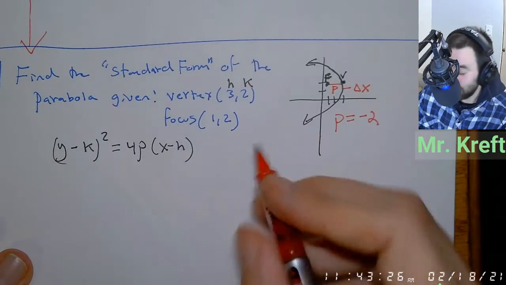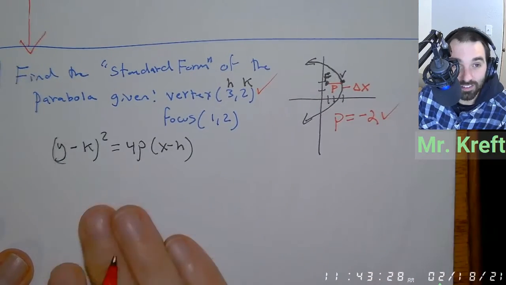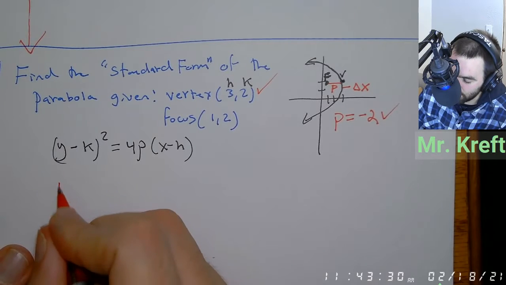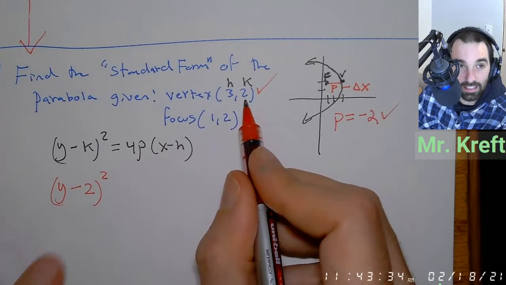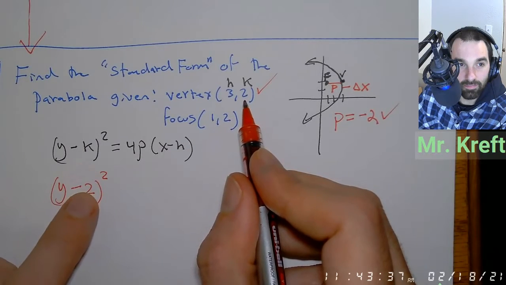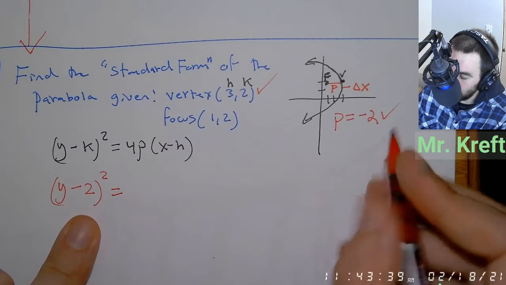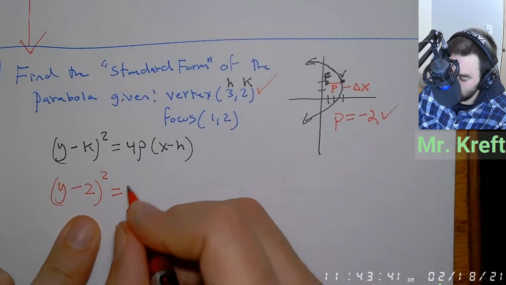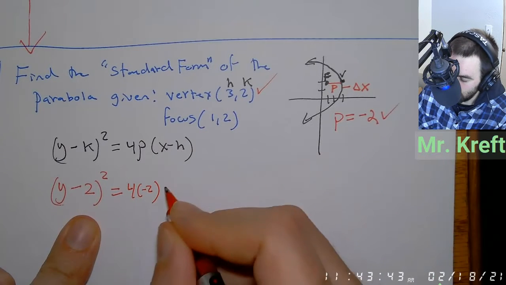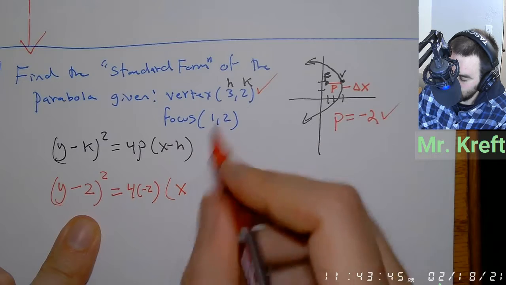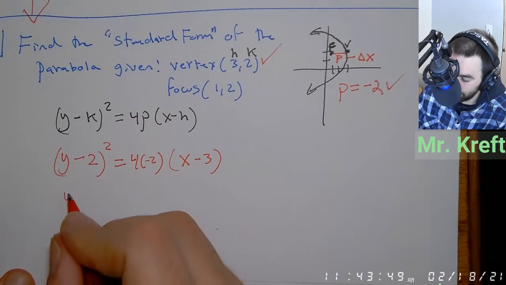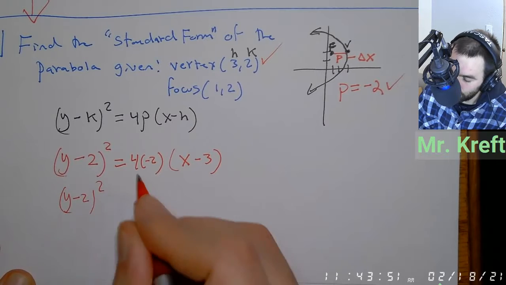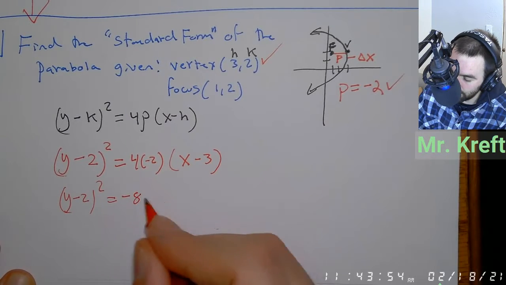So, that's it. That's all you need. You need this, and you need this. So my answer then is y minus 2, quantity squared, where the 2 is my k, equals 4 times -2, and then x minus 3. And then we're just going to clean that up. 4 times -2 is -8.